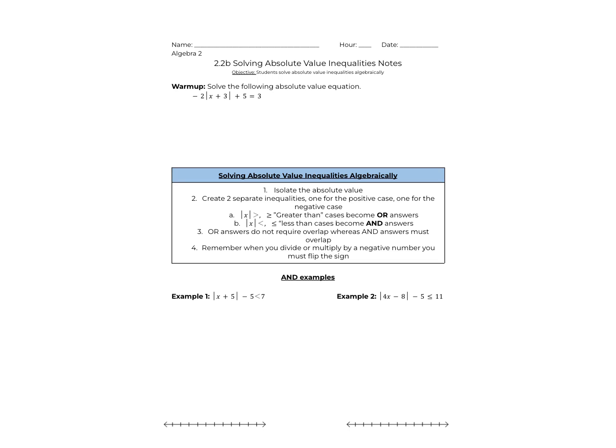All right, now we're going to look at how to solve absolute value inequalities. In order to do that, we're going to refresh on how to solve an absolute value equation first. So we're going to do this warm-up question together. Negative 2 times the absolute value of x plus 3, plus 5 equals 3.